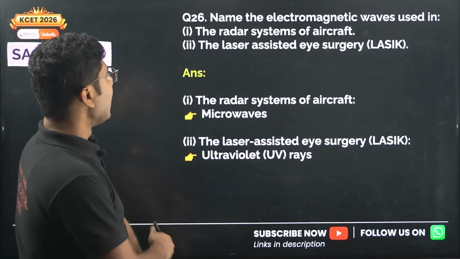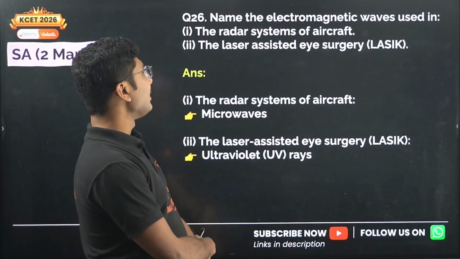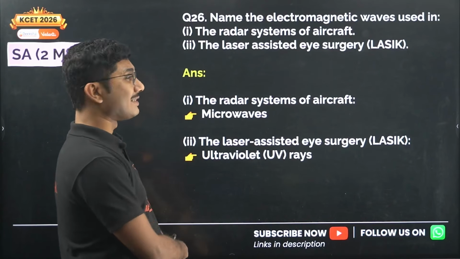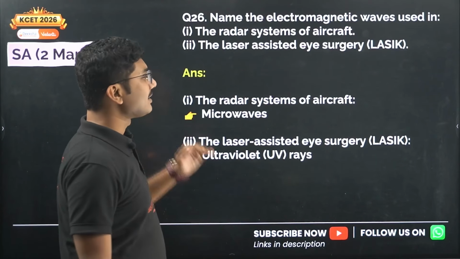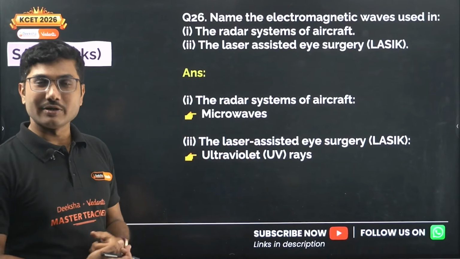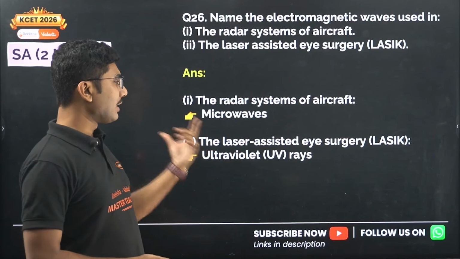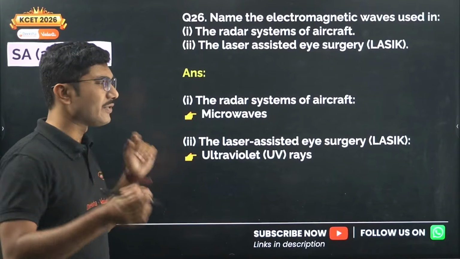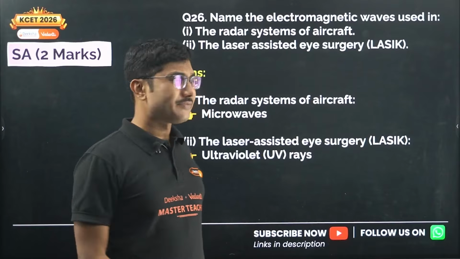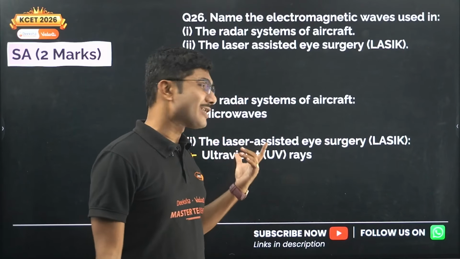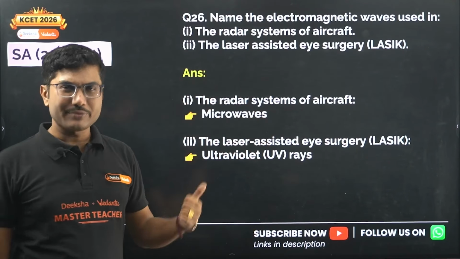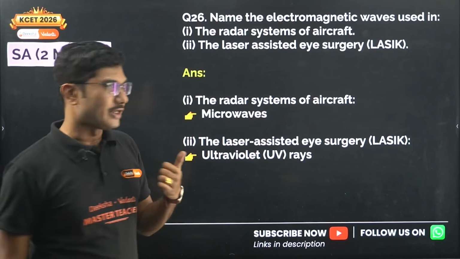Next, name the electromagnetic waves used in the radar system of aircraft and the laser assisted eye surgery, LASIK. Okay, the radar system of aircraft uses microwaves, and LASIK is done by UV rays, ultraviolet rays. Okay, there is a specific range of ultraviolet rays, but we are not interested in that specification. It is not there in this textbook as well, so only the names will be sufficient. So radar system uses microwaves and LASIK uses UV rays.